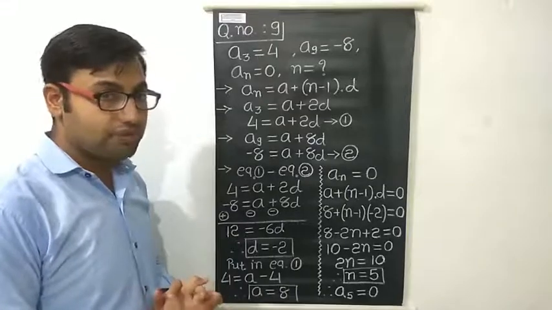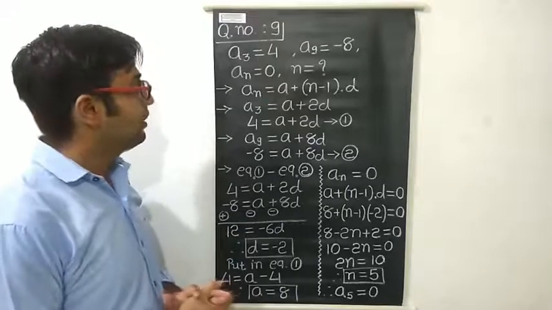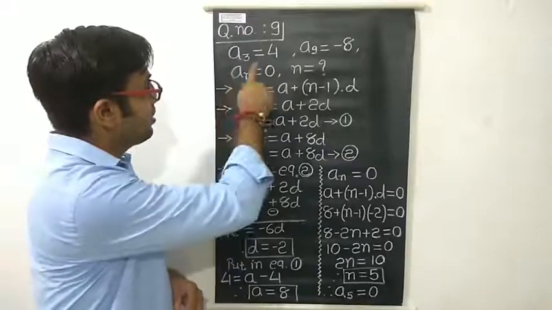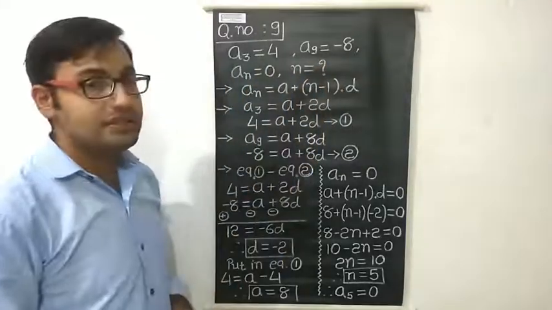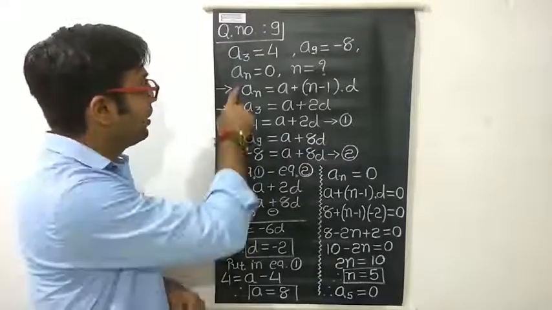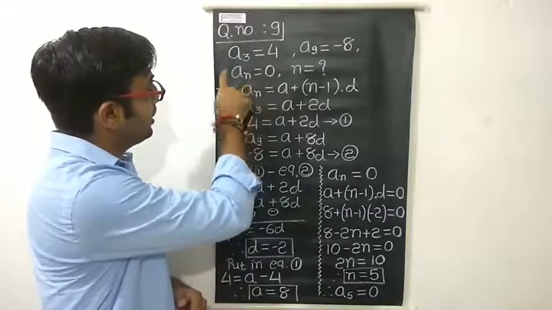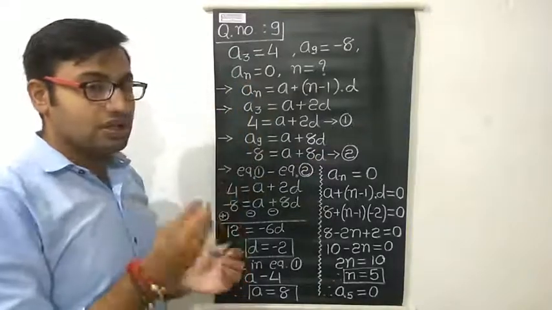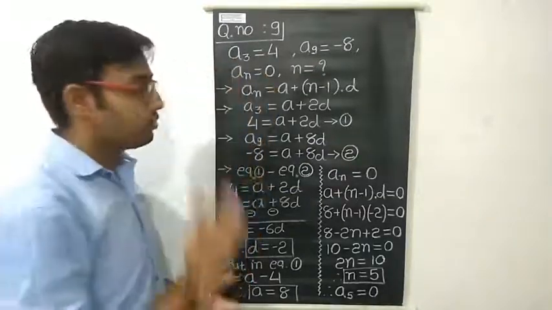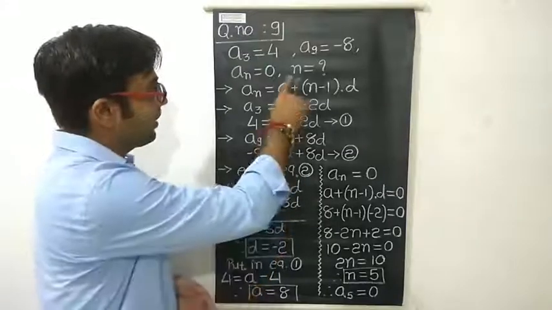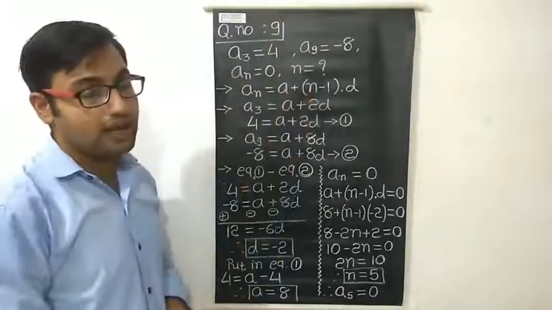The value of the term is equal to 0. We are given that the third term of the AP is 4 and the ninth term of the AP is minus 8. Now we have to find the nth term. Let's suppose that term is n, which has the value equal to 0. So now we have to find this value of n.